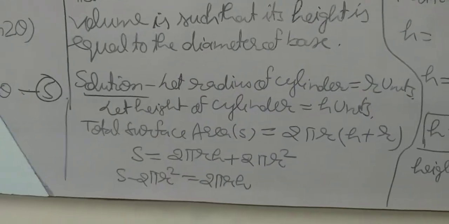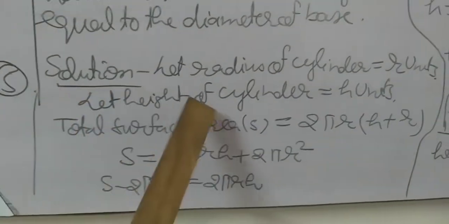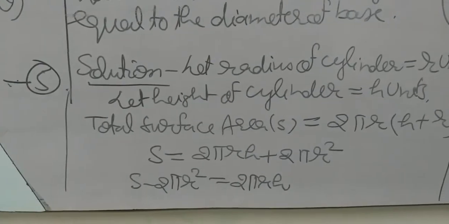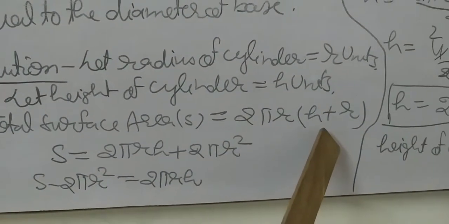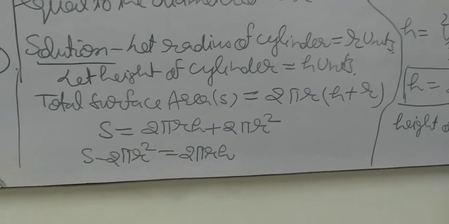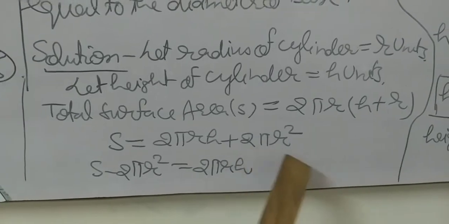Okay, so let the radius of the cylinder equal r units, and let the height of the cylinder equal h units. Then the total surface area of the cylinder, we know, is S equals 2 pi r h plus 2 pi r square.